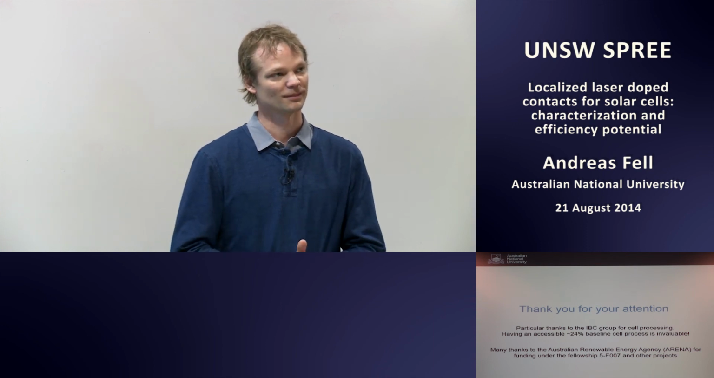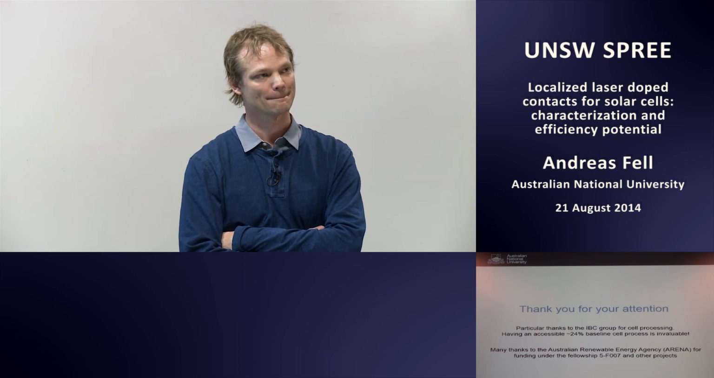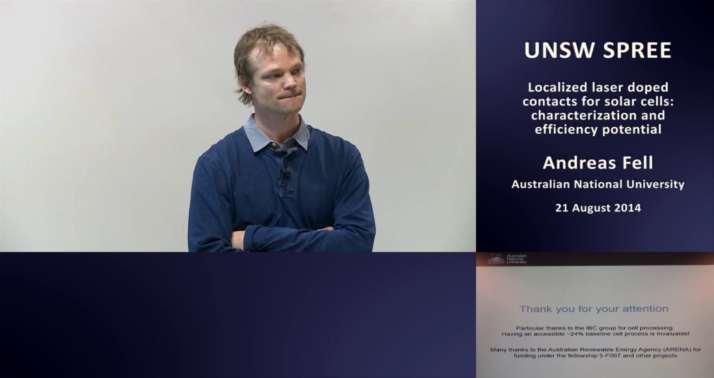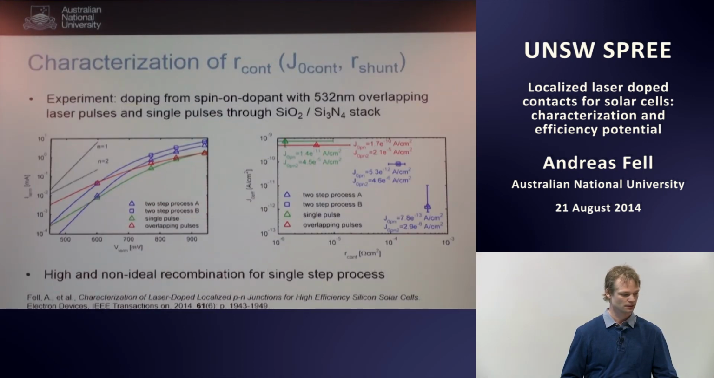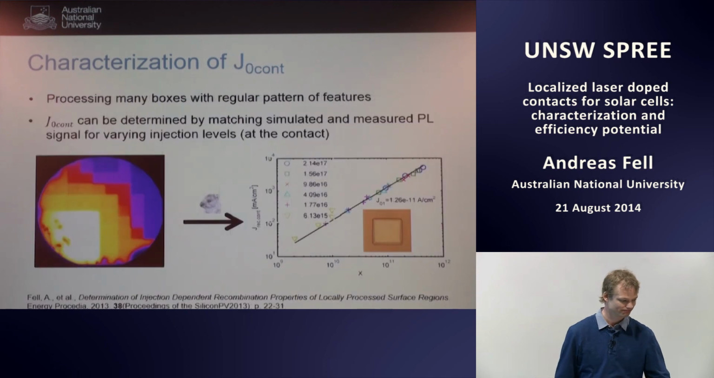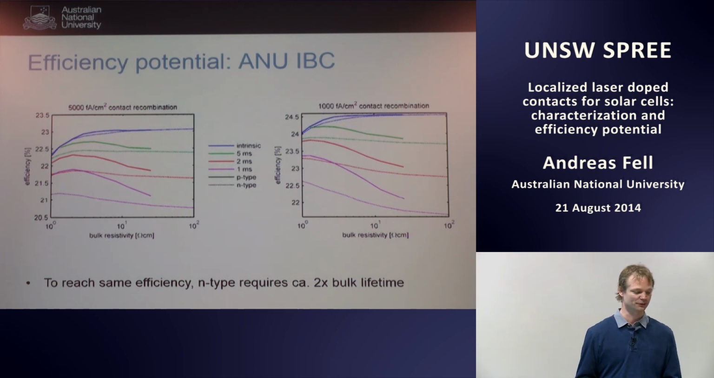Thanks, Andreas. There's the slide you showed with the simulations you did, showing the different lifetimes versus bulk resistivity efficiency. Keep going back. Yep, that one. I was wondering what it meant to have a different bulk resistivity for intrinsic. Well, intrinsic just refers to the lifetime. So that just means intrinsic lifetime limited only by Auger and radiative recombination.